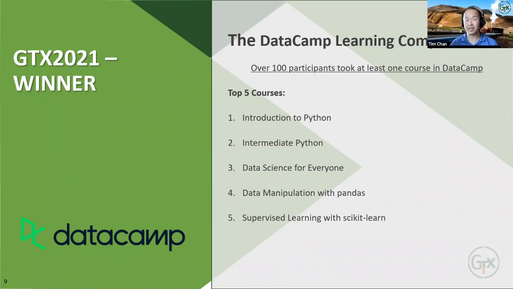And as you can see by the top 5 courses, some of the courses would lean towards the Python coding language, but the range of skills was quite diverse, from introduction level to intermediate. We had courses like Data Science for Everyone that were quite popular, to how do you manipulate your data using Pandas libraries. And so congratulations to all of you for making learning such an important part of this particular event.